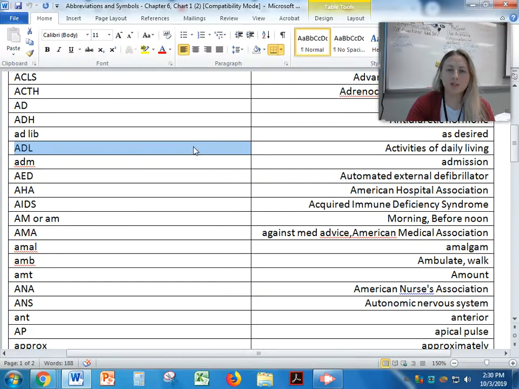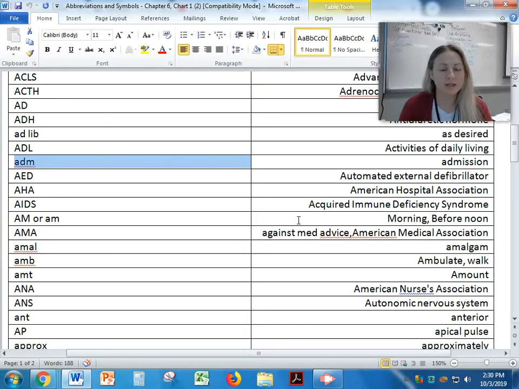So we left off at activities of daily living, which is what occupational therapists specialize in. Next is ADM. This is admission. Like if you are admitted into an ER, admitted to the hospital, or you get a room in the hospital as opposed to just the ER. You can have admission to a surgical suite, something like that.